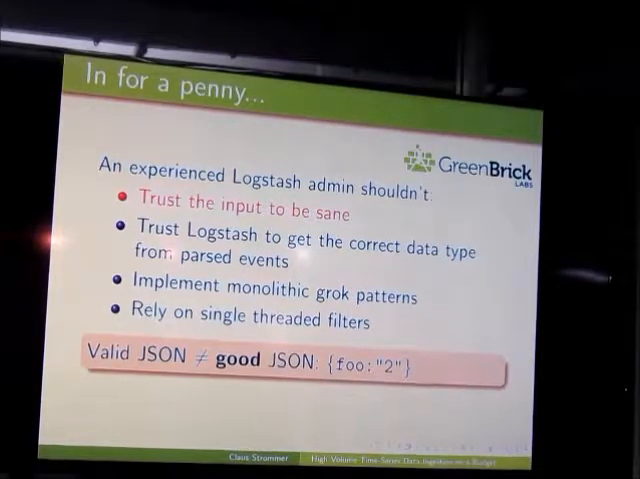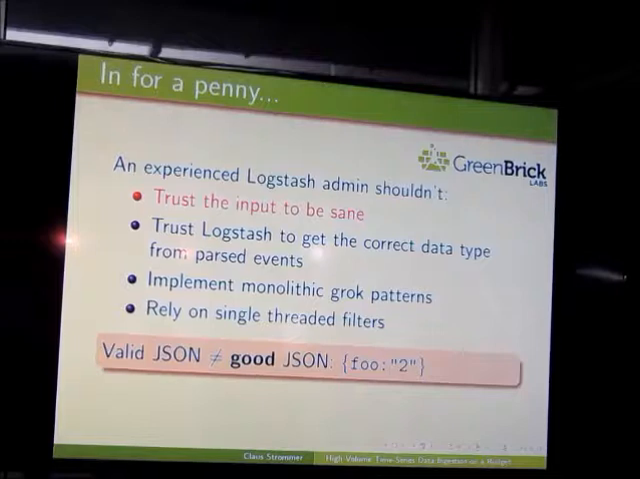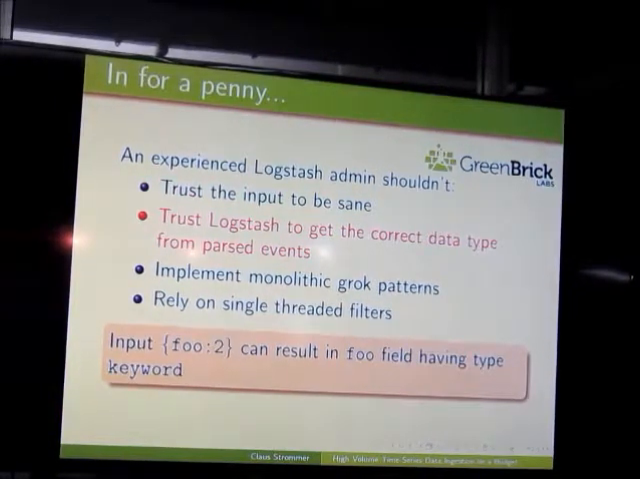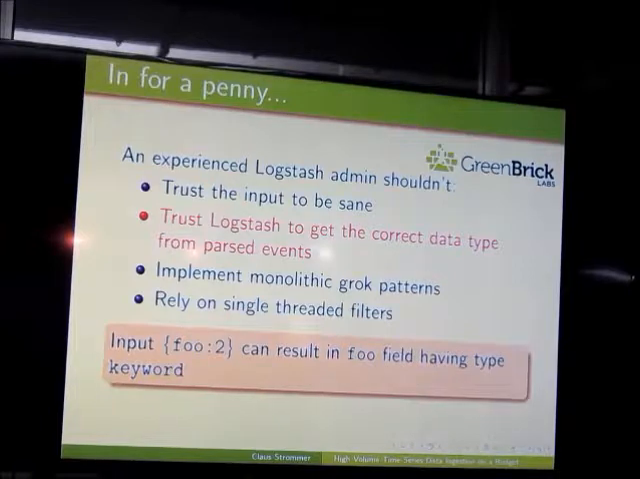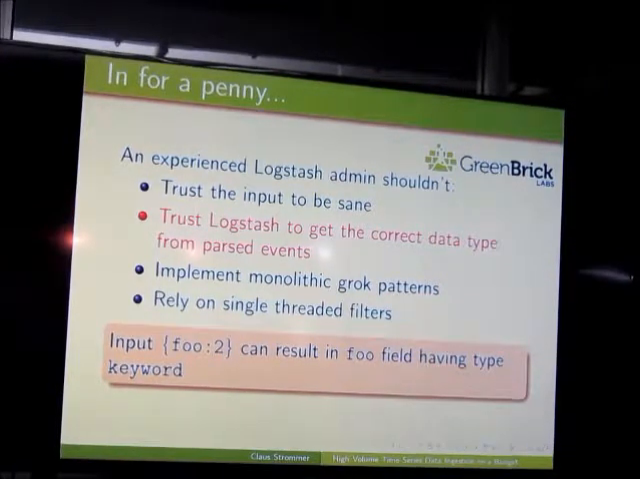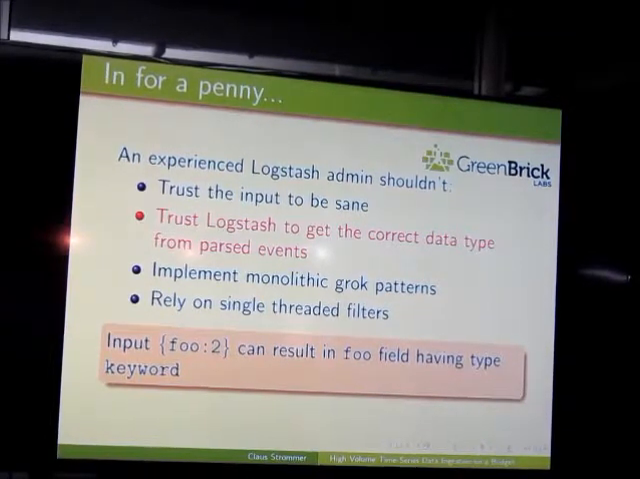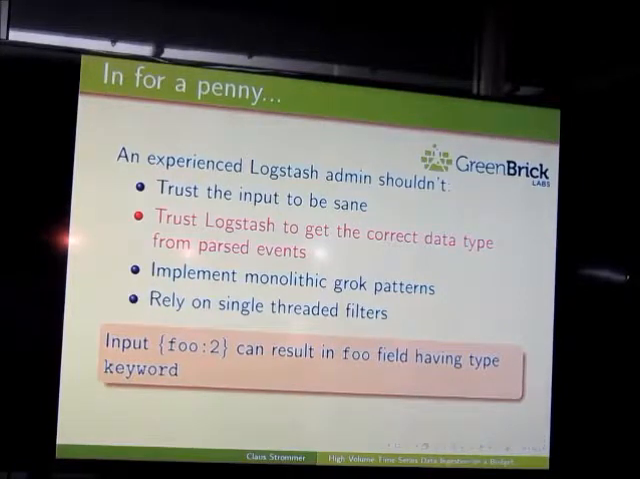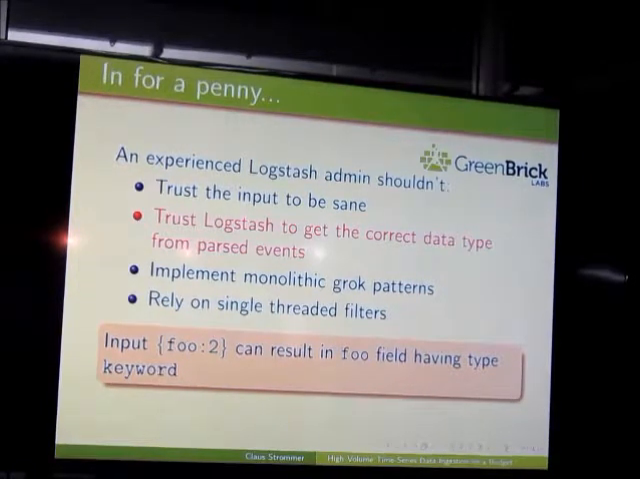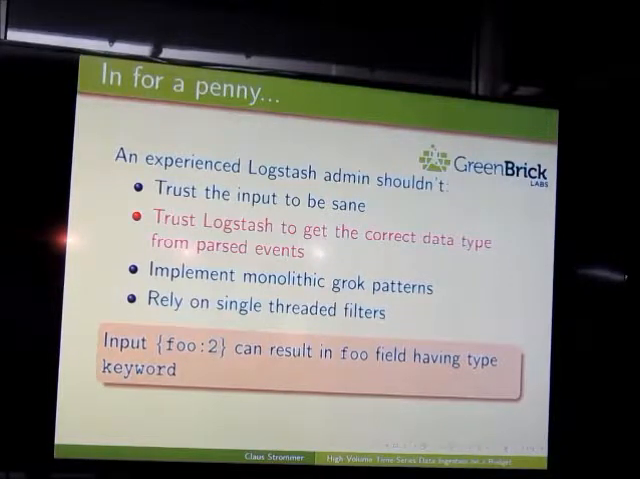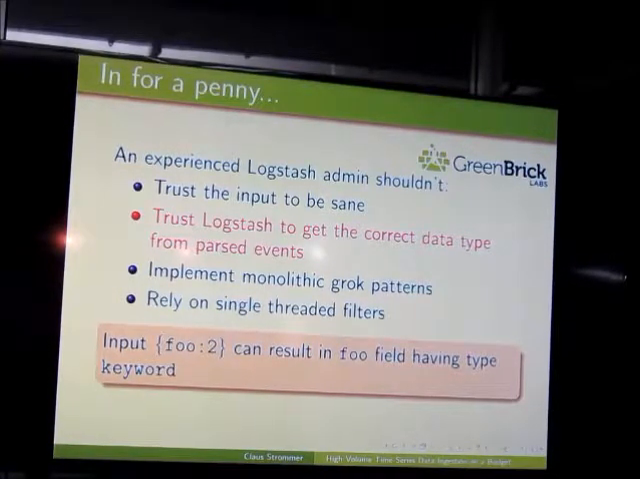Valid JSON is not necessarily good JSON, so if the field foo has the string 2, well, you might need to convert it to ternary. Even if the JSON is valid and correct, sometimes, depending on how your data is presented to Logstash, it might end up indexing the field as a keyword. At least this was my experience with previous versions of Logstash. Recently, I can't really talk about that because now I've learned my lesson and I've worked on my index templates.